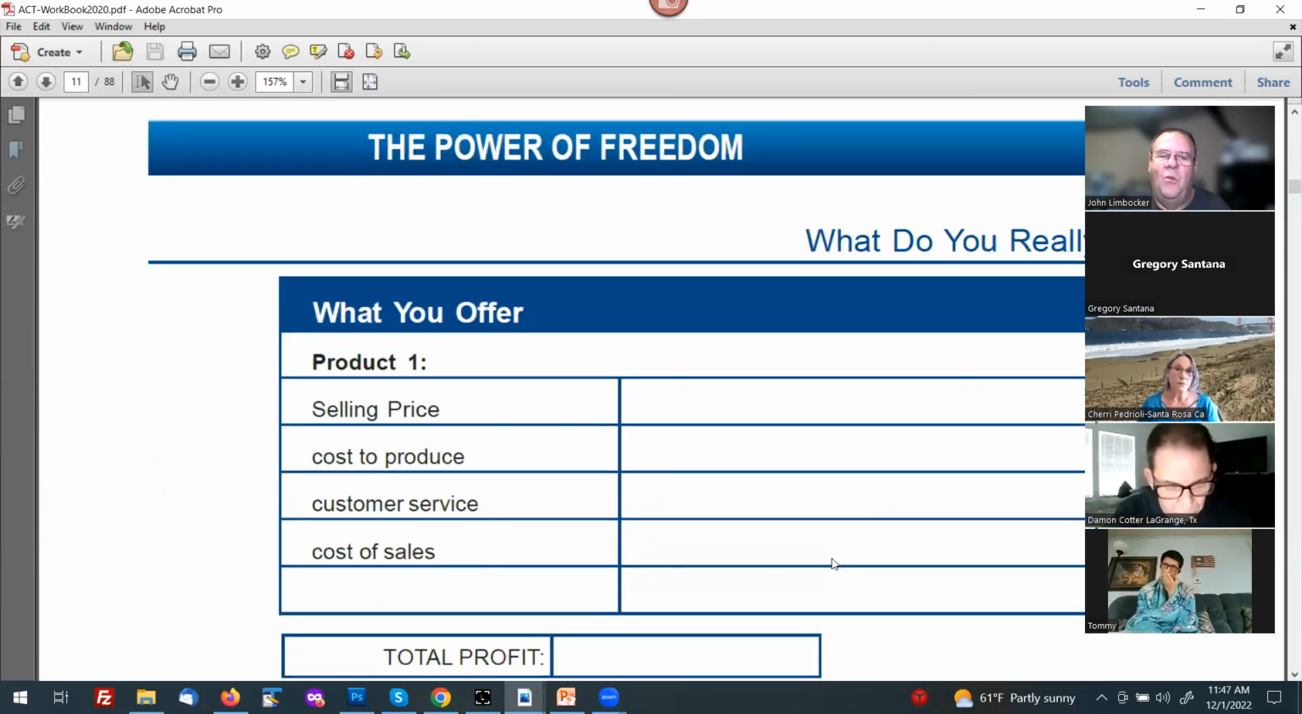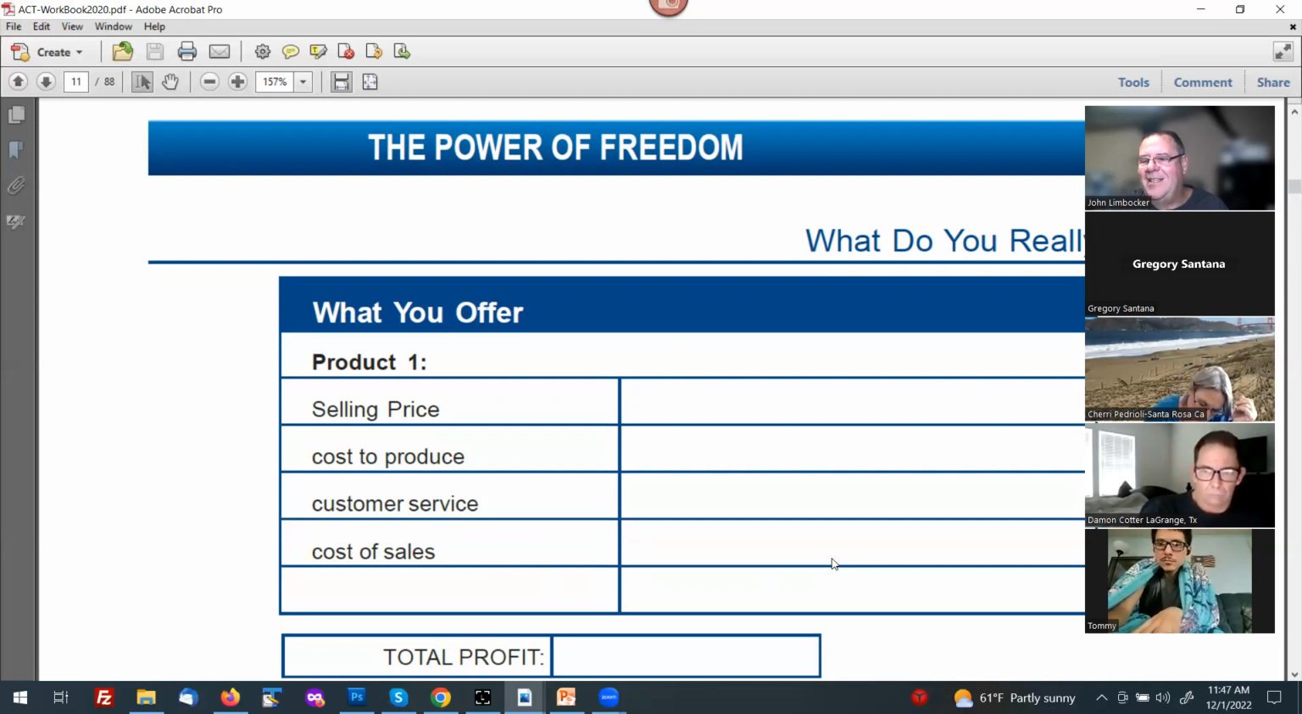Next is you go to what you have to offer in your business. What is it that you're selling? And in anything, there's always a cost to produce whatever you're selling. There's advertising, how much does your sales process cost, all of that. If this is your time, it costs you. So you have to put down the cost. So what's your selling price? What's your cost of sales? And that will give you your total profit.